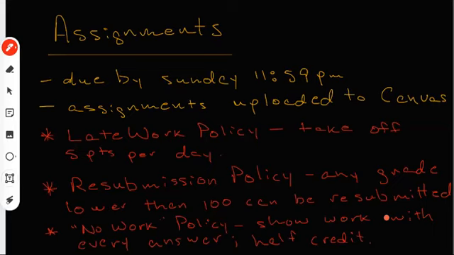So those are the 3 policies that I'm going to keep in place this year. The late work policy, the resubmission policy, which will really help you out because you can resubmit any grade lower than a 100, and the no work policy, where you need to show work with every single answer. And I'll show you exactly how to do that on notes and at the Zoom meetings. Okay? So I'll leave that up there for a few moments so you guys can copy that down.